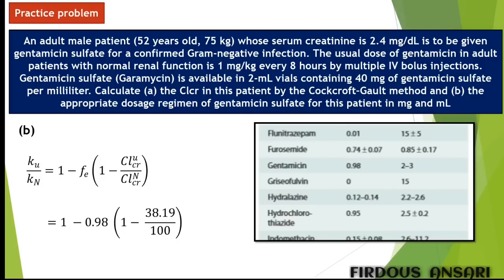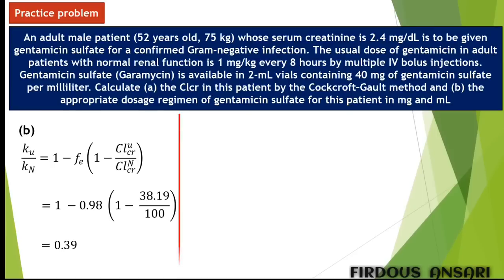This is because the fraction of drug excreted unchanged is 0.98, approximately equal to 1. When the amount of drug eliminated unchanged via the renal route is 1, or 100%, that implies the creatinine clearance in the normal individual should be 100 only. For this reason, we have written the creatinine clearance in the normal individual as 100, and when we solve this, we will have the value of 0.39.